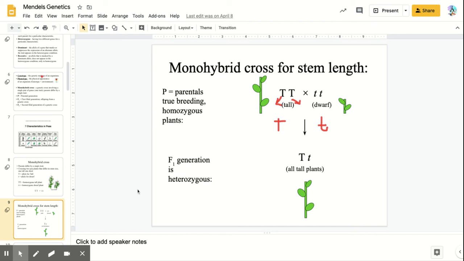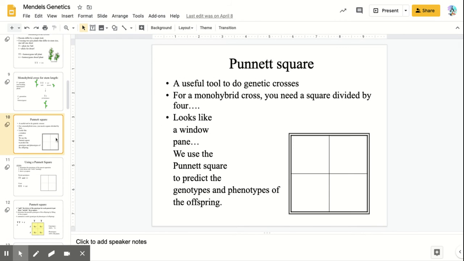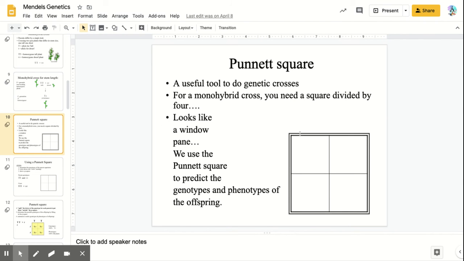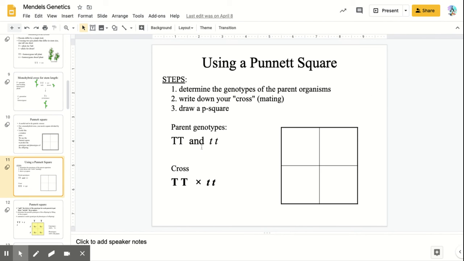Our F2 generation is going to be a cross between big T, little t. So we're going to do something called a Punnett square. We're going to make a square that looks like a window pane. What we're going to do is cross our parent generation first, so we figure out how we got that big T, little t. So we're going to put our parents: one parent goes across the top, doesn't matter, mom or dad, and one parent goes across the side.